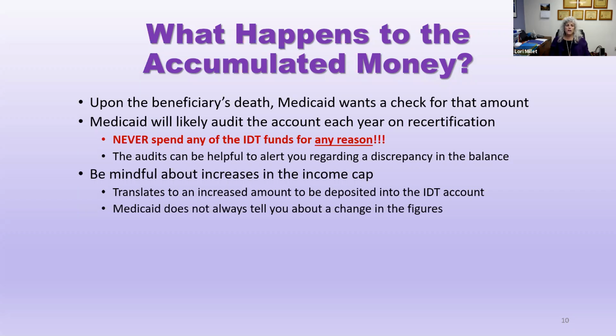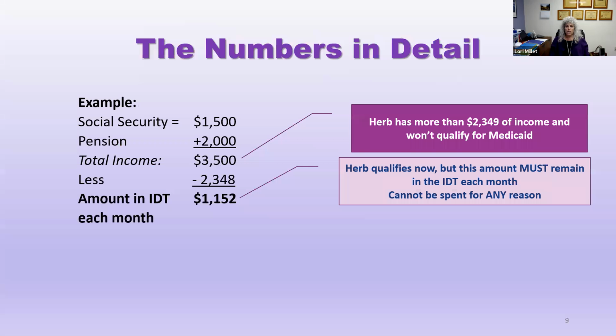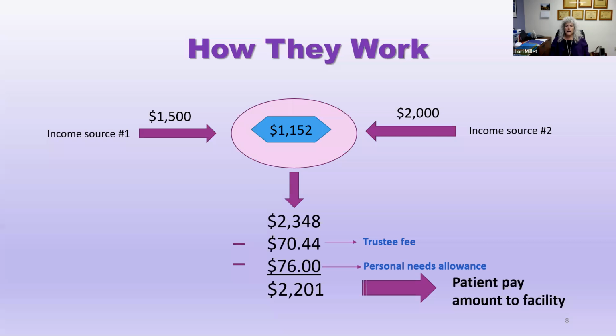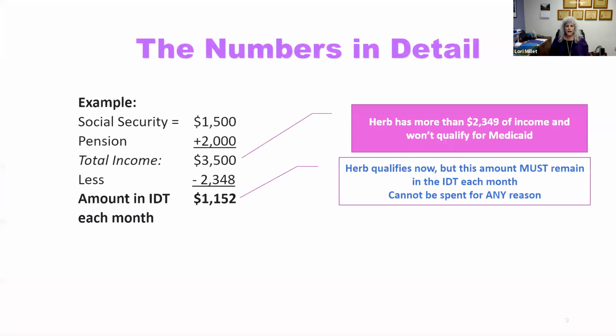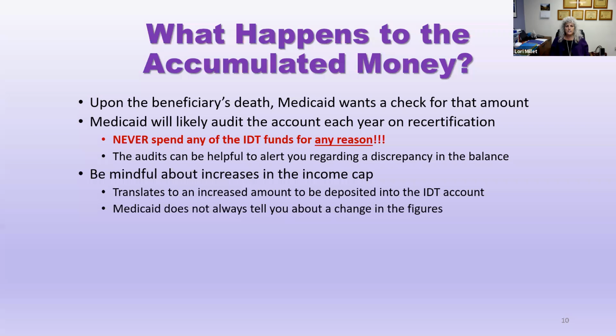So, for example, if we go back to our $1,152 example, this $1,152 would actually be different if this amount, the $2,348, changes because of a COLA adjustment. So you want to make sure that you stay on top of that. And although Medicaid used to tell you that things have changed, they don't always do that. So the trustee needs to take responsibility for keeping up with what those figures are for the current year.